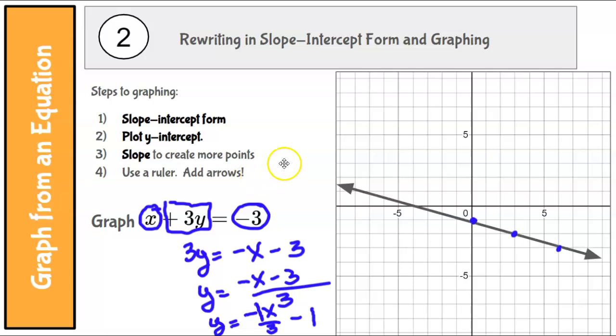And it mostly went through the points. Use your straight tool to draw your straight line and put arrows at the ends. And that is how you graph something from standard form by rewriting it in slope-intercept form.